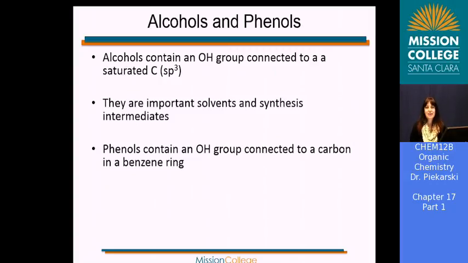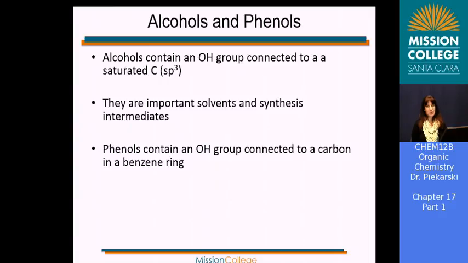You've already used a lot of these alcohols before in the laboratory, and we're going to see, especially when we study carbonyl chemistry, that they're going to be important synthesis intermediates. So you're going to form some sort of alcohol as an intermediate, and we'll talk more about that later on. And then also within this chapter, we're going to discuss more about phenols.